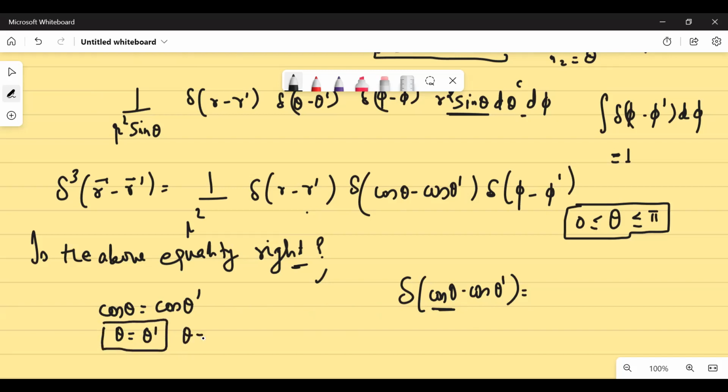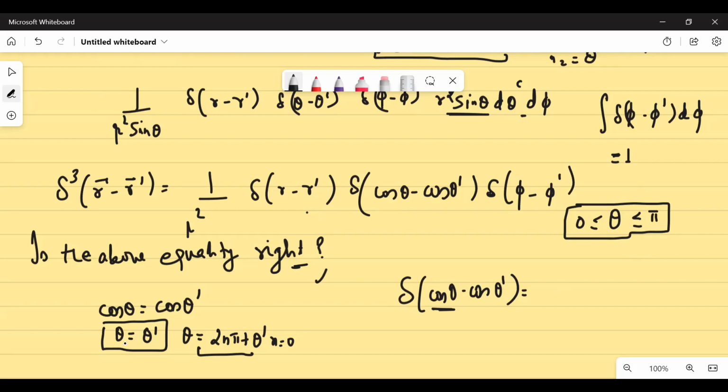Or otherwise you can write theta equals 2n pi plus theta dash, because cos theta is a periodic function with period 2 pi. But overall, since my theta lies between 0 and pi, this solution will only be possible if n is equal to 0, because if n is equal to 1, then it will be 2 pi plus theta dash, and that would obviously not come in this particular range. Is that clear to you?